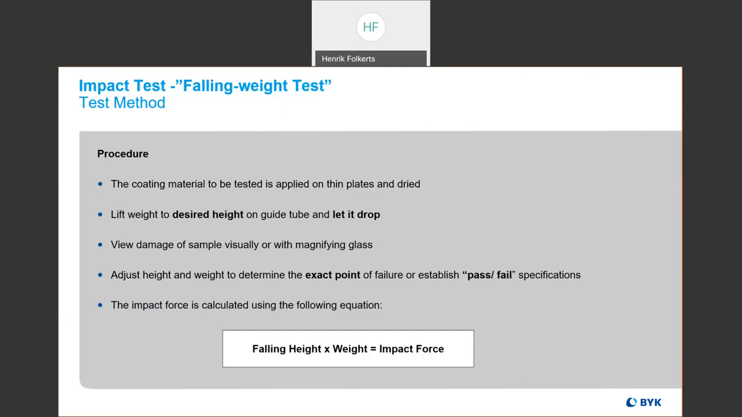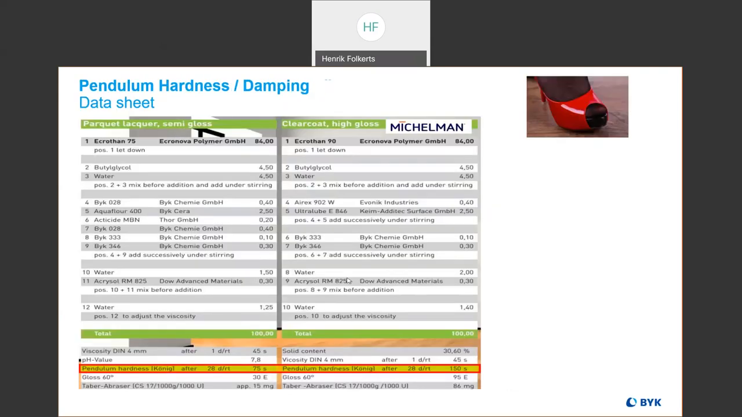Now we are coming to our last test, the pendulum hardness or pendulum damping test. As an example, you can see here a technical data sheet from the company Michelmann. They produce lacquer finishes for parquet wood flooring. As you can see, two products are compared, semi-gloss and high gloss lacquer. Under the test specification, the pendulum hardness is defined according to Koenig. After 28 days conditioning at room temperature, the pendulum hardness result is 75 seconds for the semi-gloss coating system and 150 seconds for the high gloss coating system.